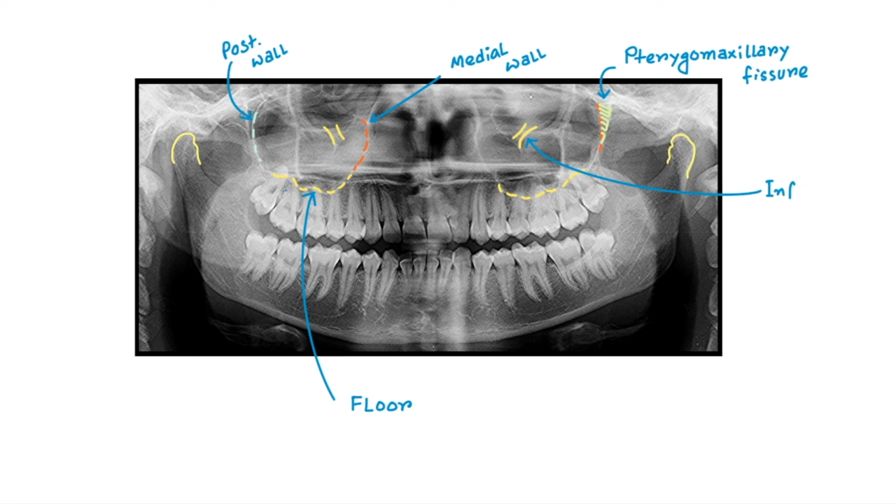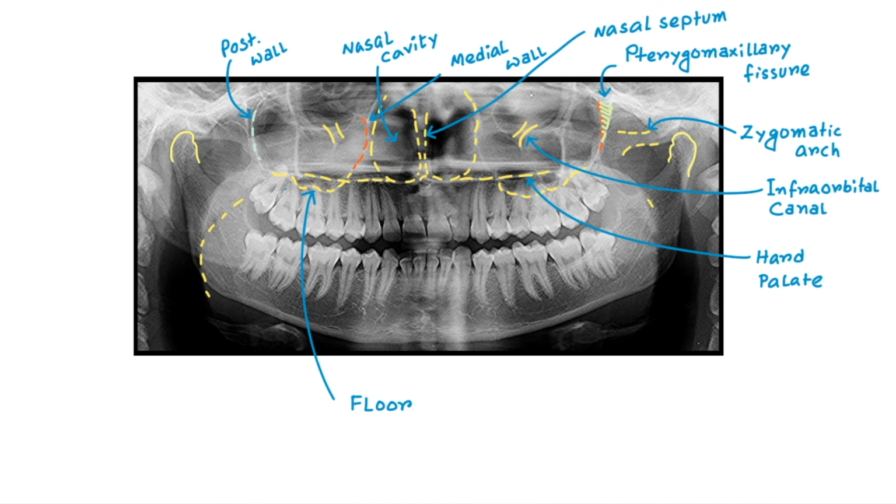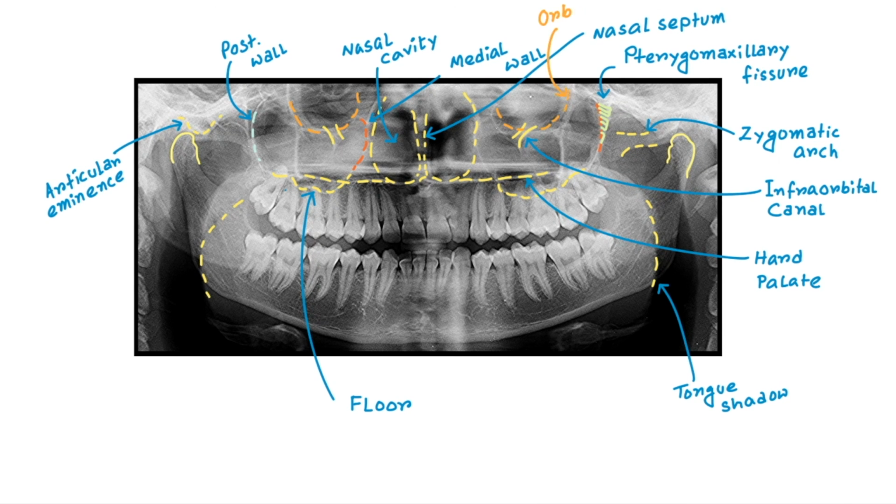Here you can see a small bony canal. This is the infraorbital canal. And this radiopaque bony structure is the zygomatic arch. Now here this radiolucent structure is the nasal cavity and this is the nasal septum. Here this radiopaque line is the shadow of the hard palate and this one is the shadow of the tongue. These radiopaque structures just adjacent to the condyle are the articular eminence, this circular area is the orbit, and this bony prominence just posterior to the third molar is the maxillary tuberosity.